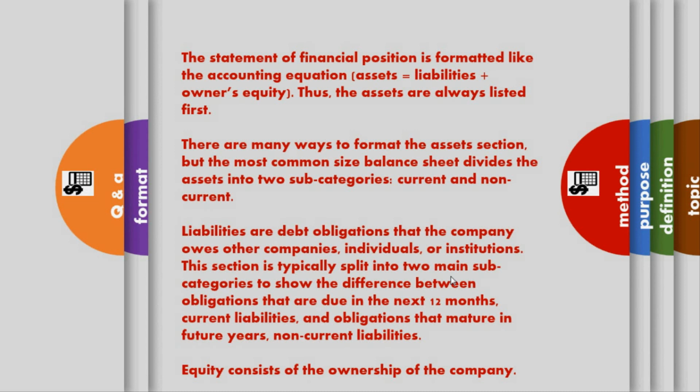So there are many ways to format the assets section, but the most common size balance sheet divides the assets into two subcategories. We know that there are non-current assets and current assets. The non-current assets give you benefit for a long period of time, that is more than a year, and the current asset gives you benefit for less than a year. A similar treatment applies in the case of liabilities. It has two subcategories: non-current liability and current liability. As you know, the equity is the ownership of the company.